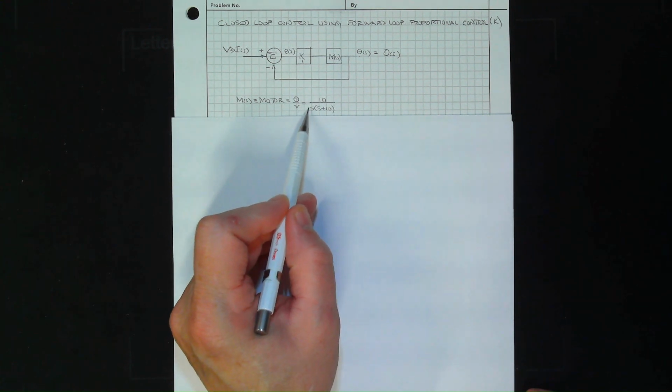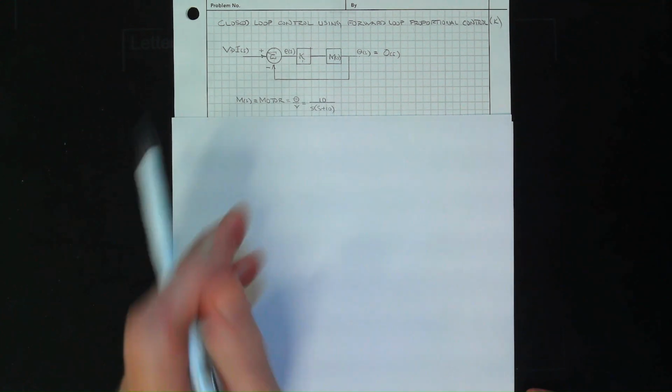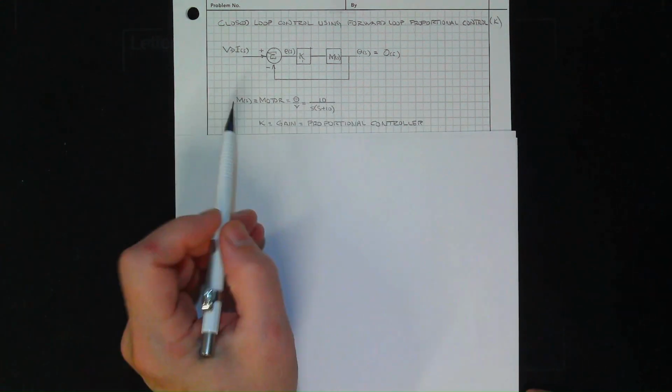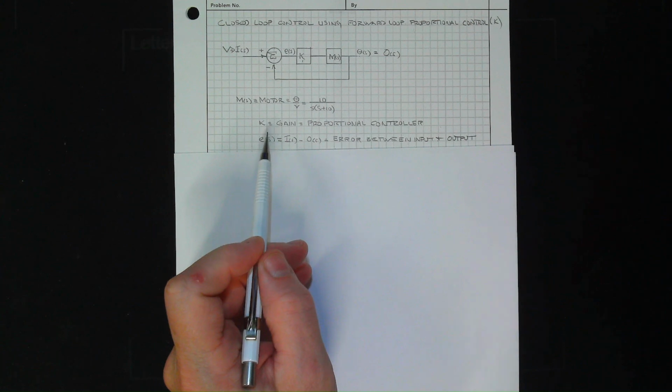All right, so here was the transfer function we did before, that for angular position relative to voltage, we added in this S that came in there. And so we noted this was an unstable system. Okay, and we have our gain K, which is just a proportional controller, which we can set to whatever we want. And so let's look at modeling this.